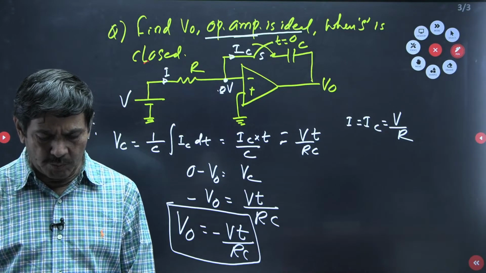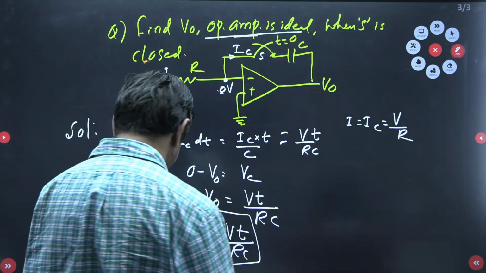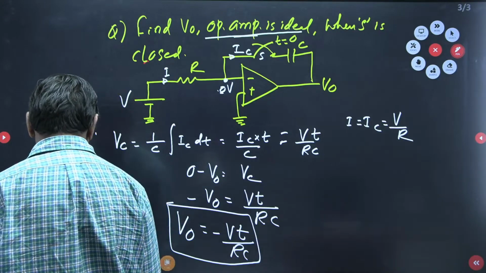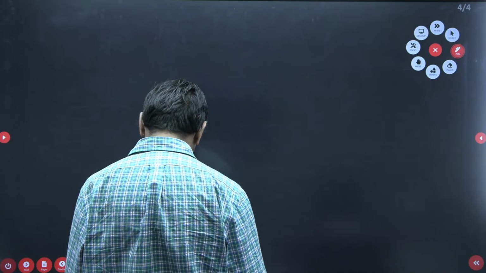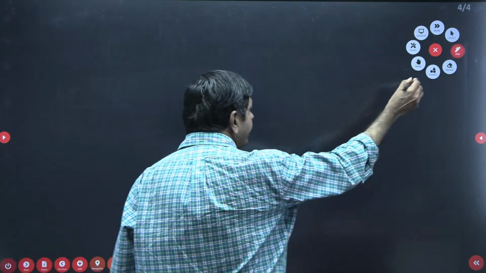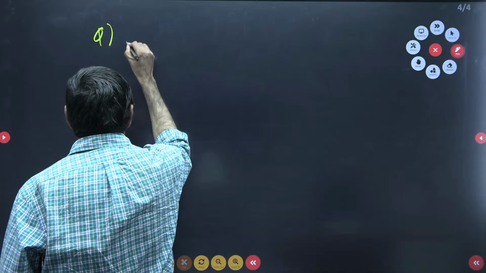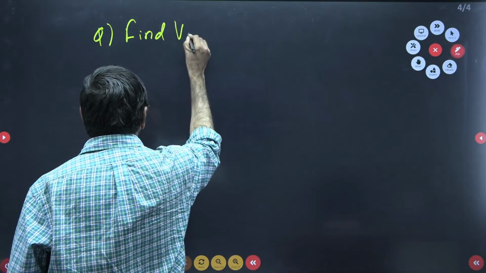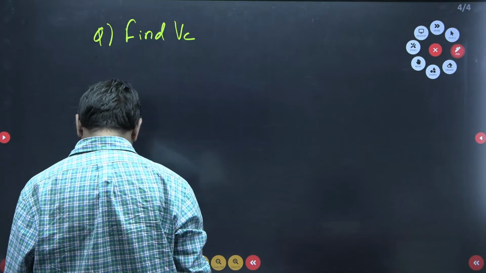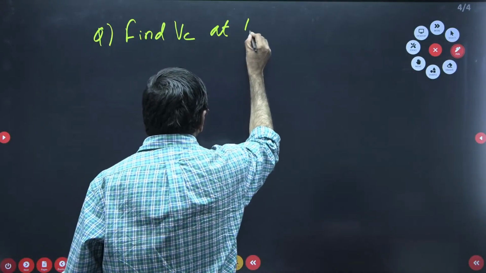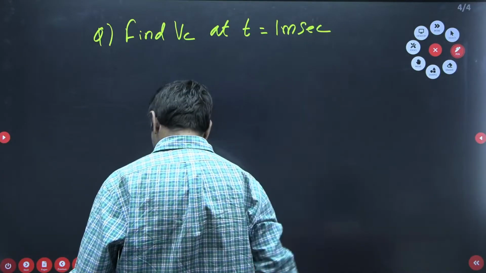I would like to give one more question of the same model. How many students can do this? I will see. I will give one more question of the same model, you will understand clearly. Find VC. It is asking to find VC, the voltage across the capacitor, at t equal to 1 millisecond.